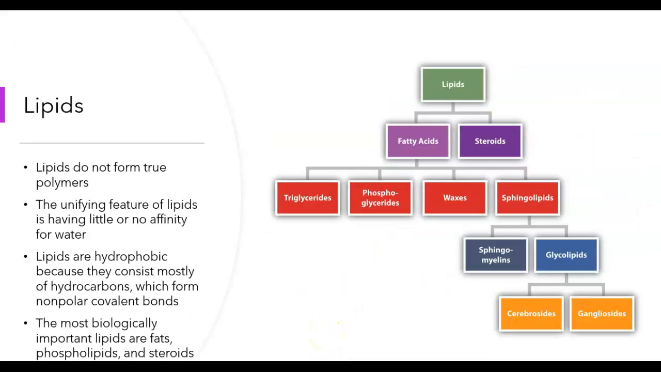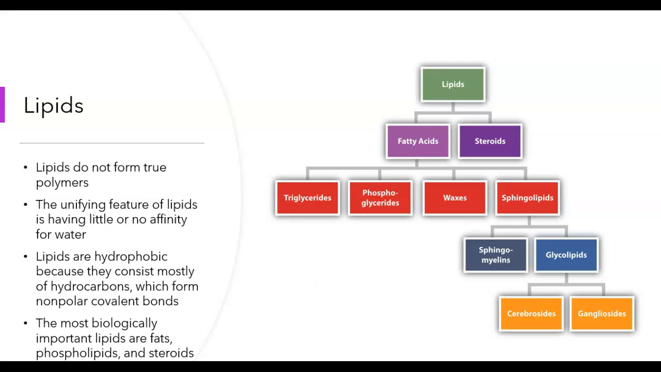Lipids are another category. Again, they're relatively simple in terms of their construction, okay? But the big thing to remember is that even though they're biomolecules or organic molecules, they do not form true polymers. Some of them can be pretty big, but they're not true polymers in the sense that carbohydrates can be, and proteins and other molecules. They're generally nonpolar and hydrophobic. Like it says here, their unifying feature is having little or no affinity for water. The reason is they're mostly hydrocarbons, and hydrocarbons are nonpolar.